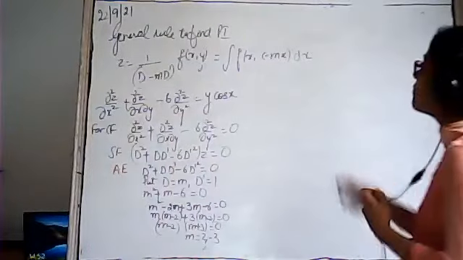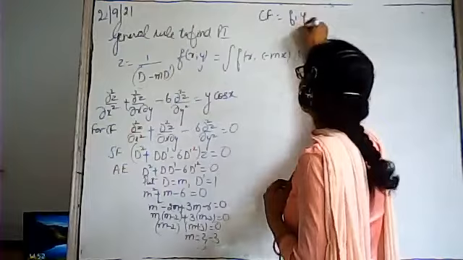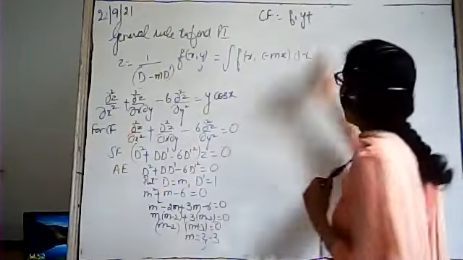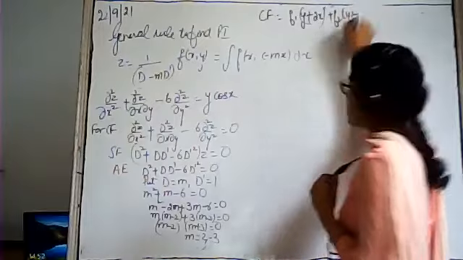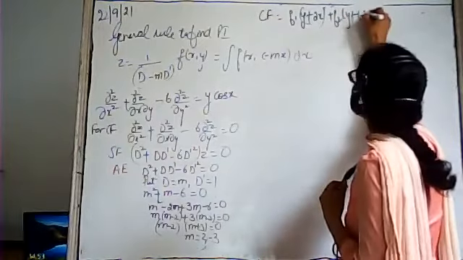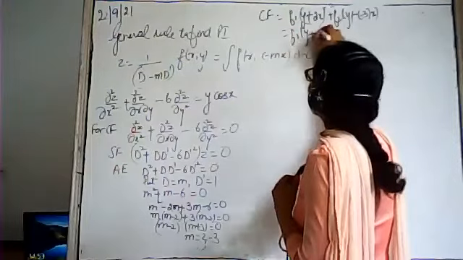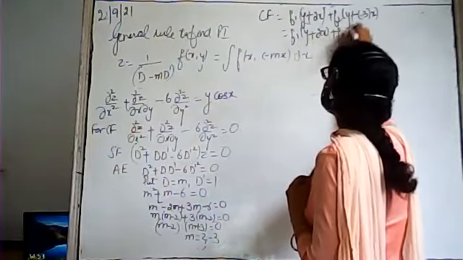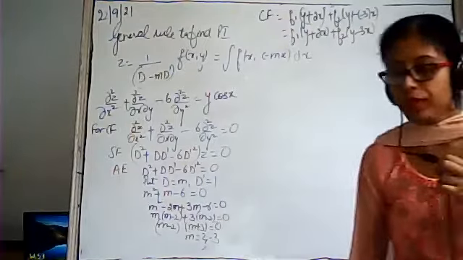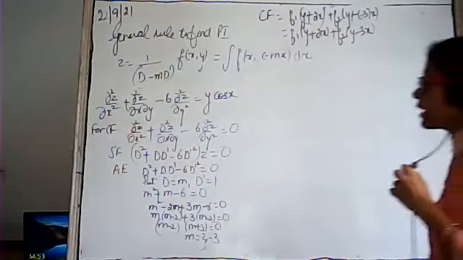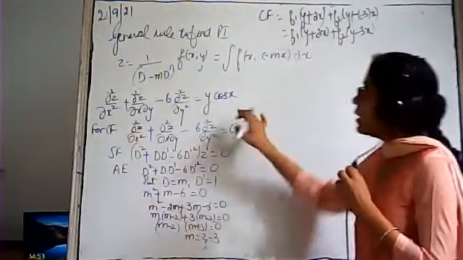So the complementary function is f1(y plus m1 x), and the first root is 2, plus f2(y plus m2 x), and m2 is minus 3. So it is f1(y plus 2x) plus f2(y minus 3x). So this is our complementary function. After that we have to find the particular integral. Now see, particular integral is in the form of y cos x.